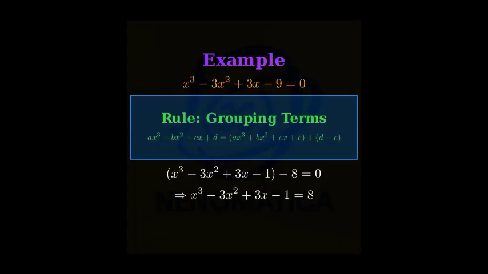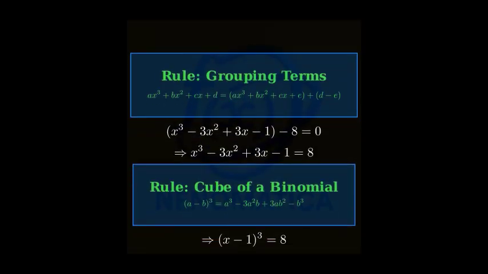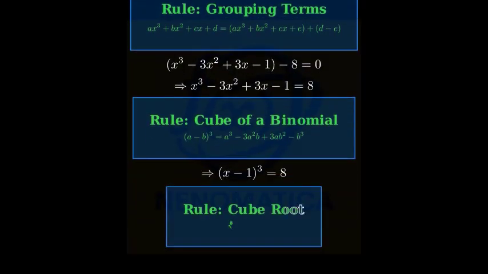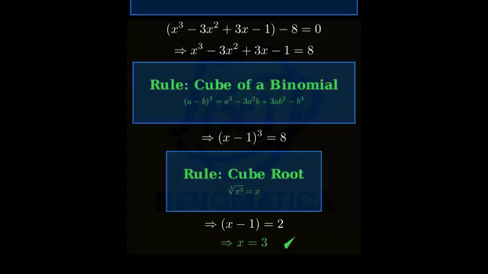Now, we have an important observation. The expression on the left side matches the pattern of a cube of a binomial. Specifically, it matches the pattern of (x - 1)³. Now, we need to find the value of x - 1. We take the cube root of both sides. The cube root of (x - 1)³ is simply x - 1, and the cube root of 8 is 2. Finally, we solve for x by adding 1 to both sides. So x = 3 is our solution to the first cubic equation.